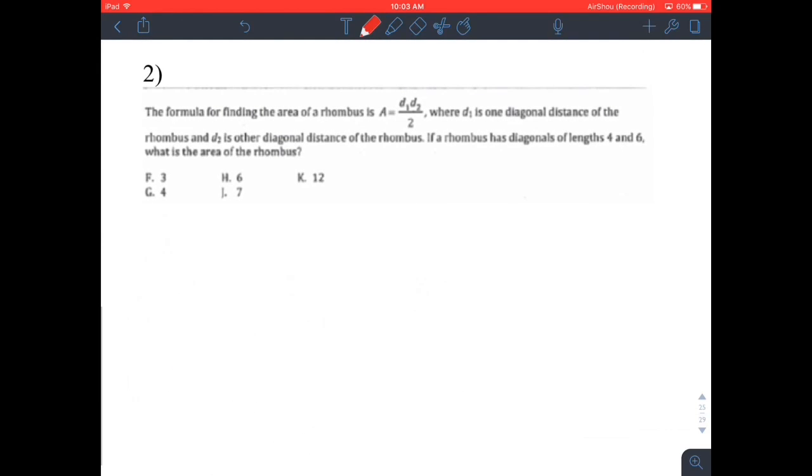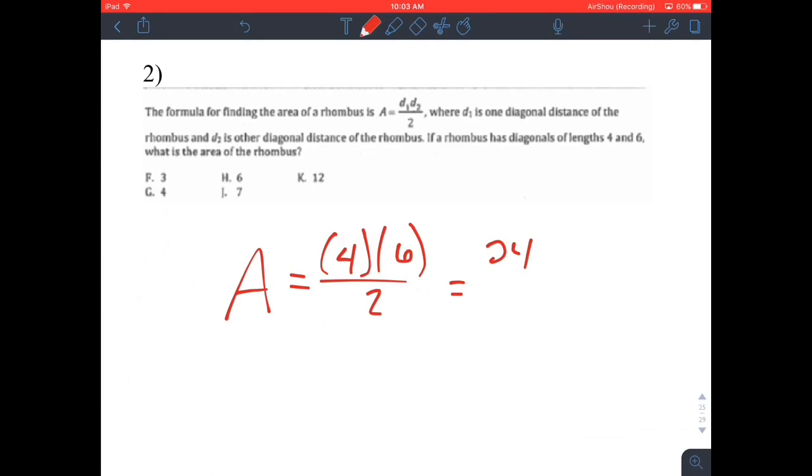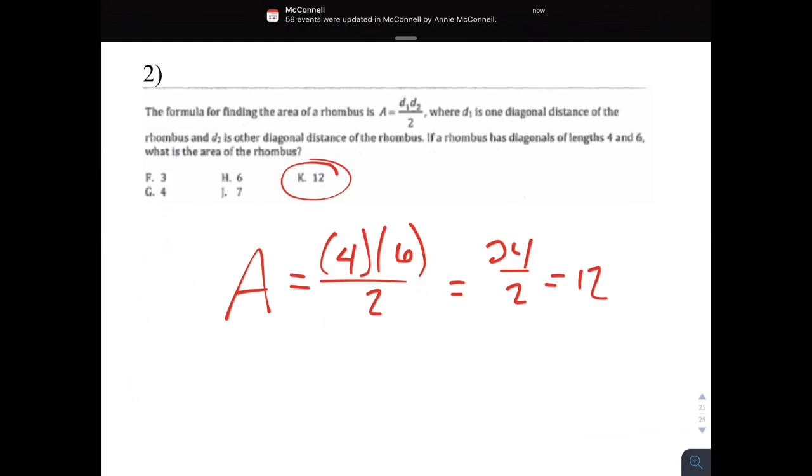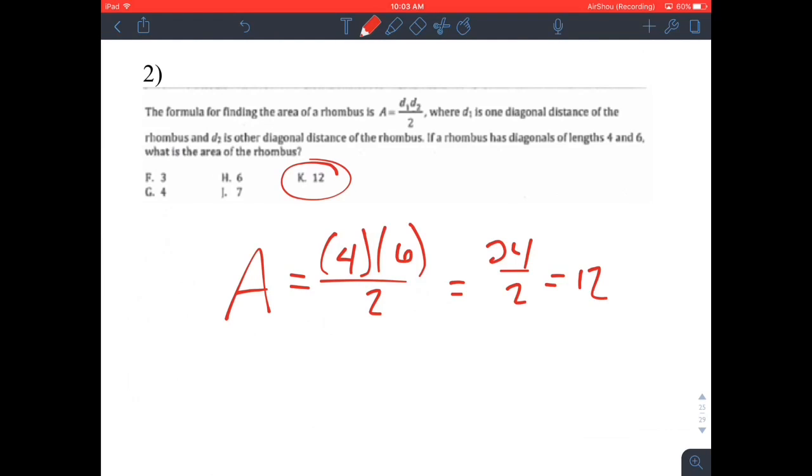Number 2, the formula to find the area of a rhombus is d1 times d sub 2, where those are the diagonals, divided by 2. If the rhombus has diagonals of length 4 and 6, what's the area? So area is 4 times 6 divided by 2, it's 24, divided by 2, it's 12. Done. That's more about interpreting what you're reading than it is about doing math. Quite frankly, what I said doesn't make sense. That's what math is, interpreting what you're reading.